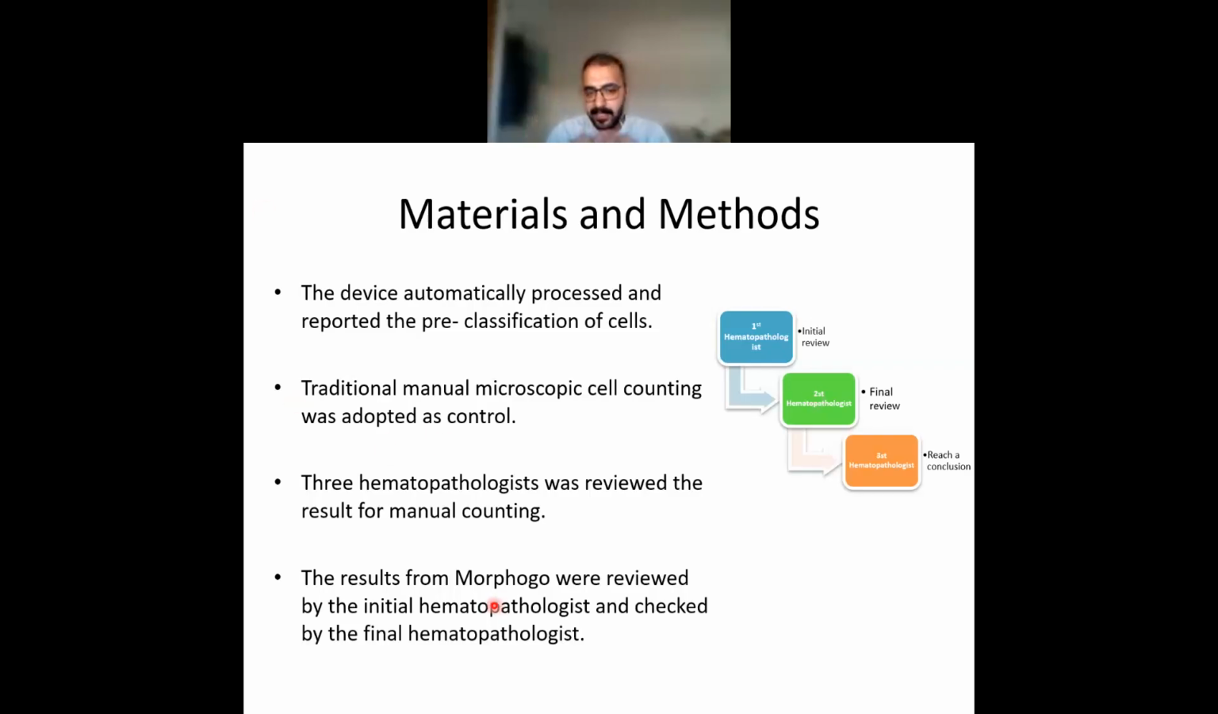So the results from the morphology are reviewed by the initial hematopathologist and checked by the final hematopathologist. So for the control in this study, we have 3 steps: first hematopathologist, second, and the third. And for the morphology result, we have review by the initial hematopathologist and the final hematopathologist.